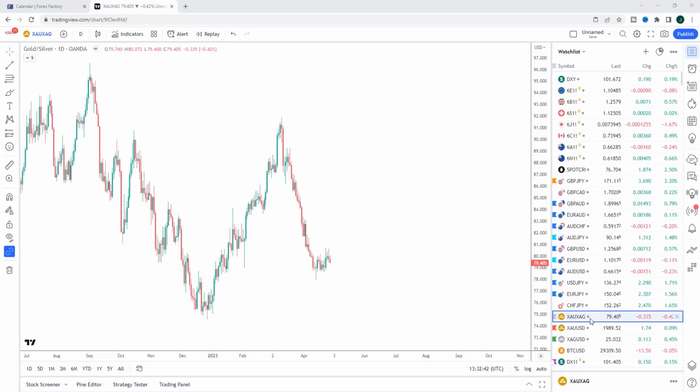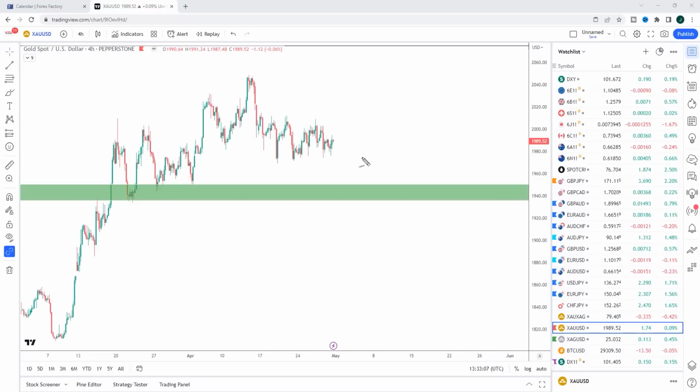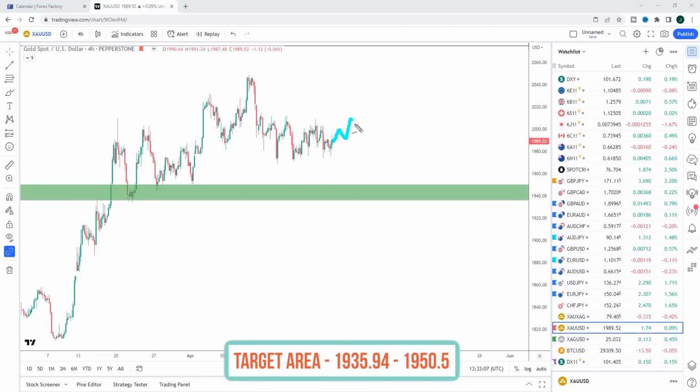So I'm going to be looking at, if we get a weak dollar from FOMC on Wednesday, I'm going to be looking for silver longs. And if we get a strong dollar from FOMC on Wednesday, I'd prefer to look at gold shorts. So starting with gold, if we consolidate into Wednesday and then we get a stronger dollar from FOMC, this would be the opportunity I'm looking at in gold, down to the 1940 area.